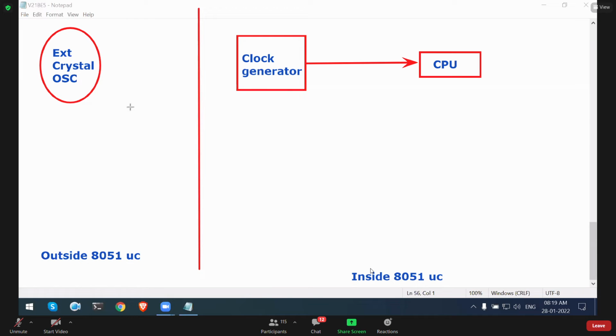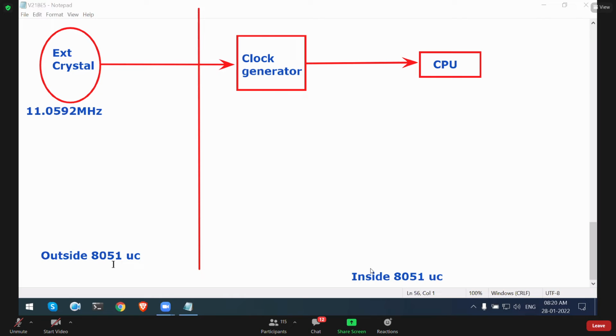This external crystal oscillator output is given to the on-chip clock generator. This clock generator is available inside the microcontroller. We call it an oscillator. The crystal we have connected externally, so we should call it an external crystal only. The value of the external crystal connected to the 8051 is 11.0592 megahertz. 11.0592 megahertz is the crystal oscillator value.